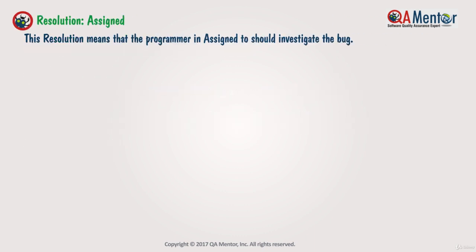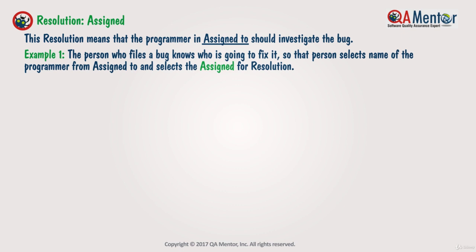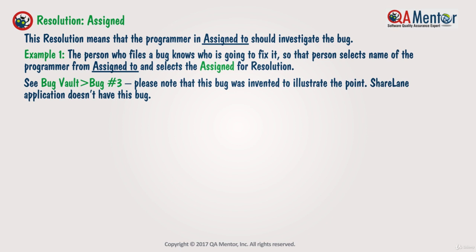Resolution assigned. This resolution means that the programmer the bug is assigned to should investigate the bug. Example 1. The person who files a bug knows who is going to fix it, so that person selects the name of the programmer from assigned to and selects assigned for resolution. See Bug Vault, bug number 3. Please note that this bug was invented to illustrate the point. ShareLane application doesn't have this bug.